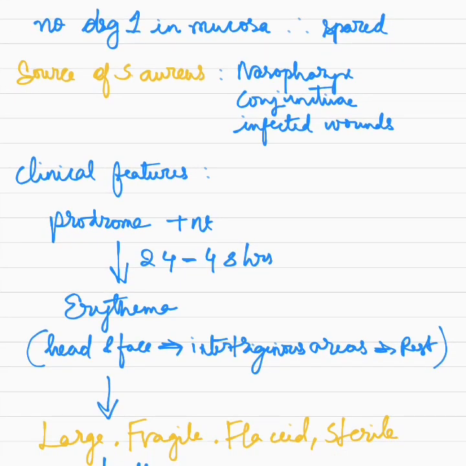The source of this S. aureus in the individual can be in their own nasopharynx or conjunctiva or in their own infected wounds. Coming to the clinical features, at first there is going to be a prodrome of fever, malaise, irritability and tenderness of skin. After about 24 to 48 hours of this prodrome, there is going to be erythema, which is firstly seen in the head and also on the face, and later it involves the intertriginous areas and later involves the rest of the body.